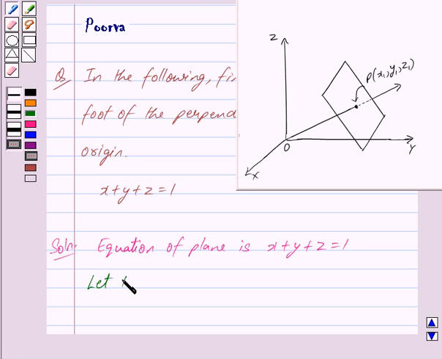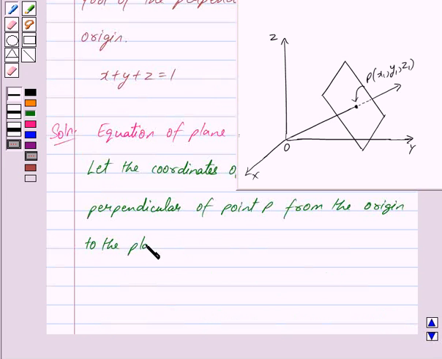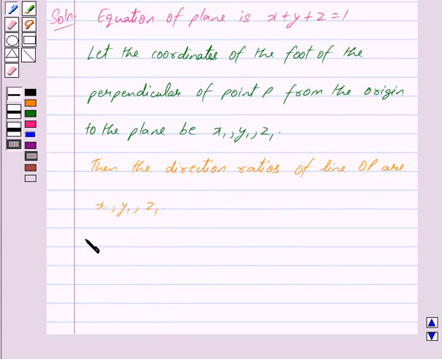Let the coordinates of the foot of the perpendicular of point P from the origin to the plane be x1, y1, z1. Then the direction ratios of line OP are x1, y1, z1.